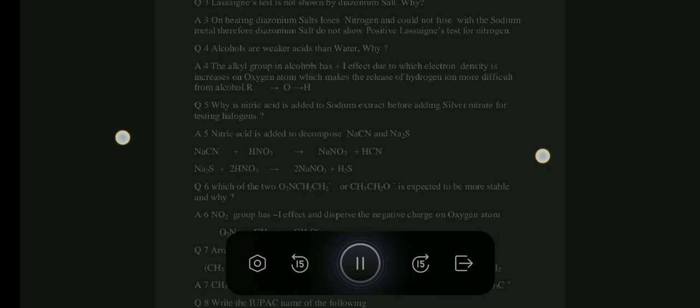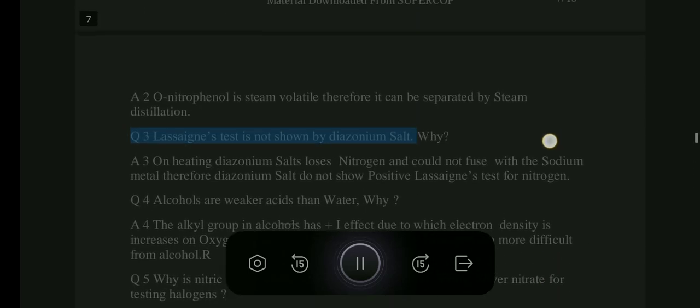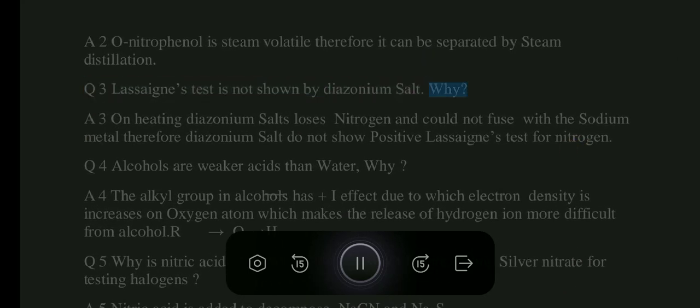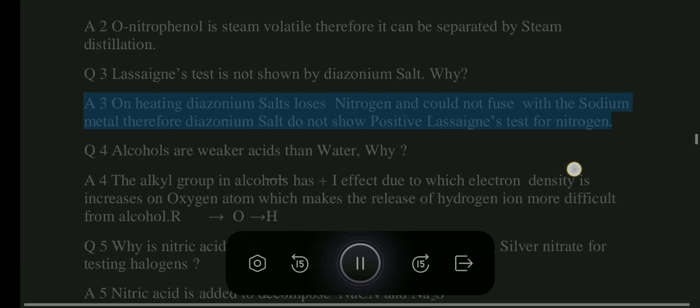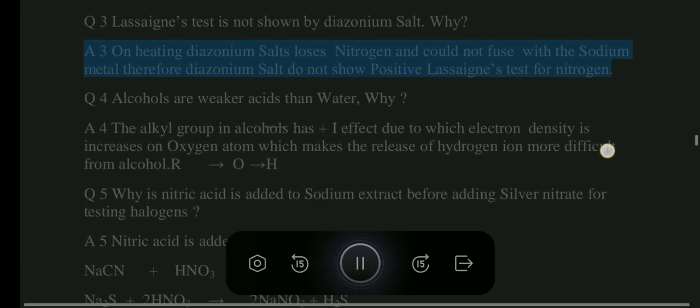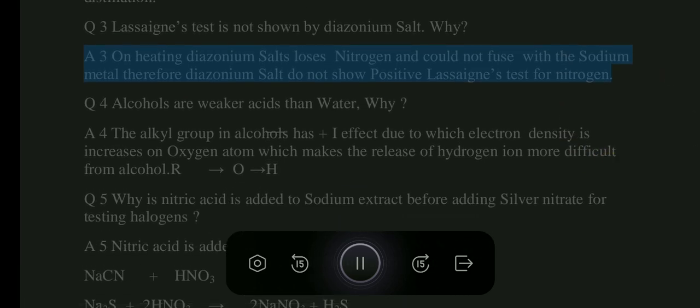separated by steam distillation. Q3. Lassaigne's test is not shown by diazonium salt. Why? A3. On heating, diazonium salts lose nitrogen and it could not fuse with the sodium metal, therefore diazonium salts do not show positive Lassaigne's test for nitrogen.